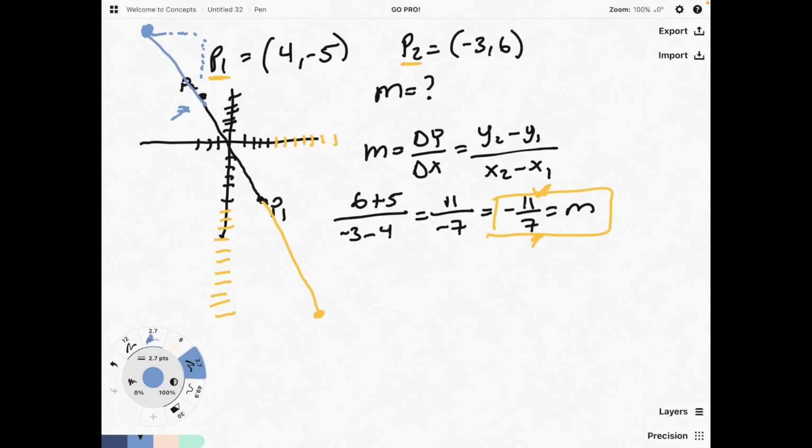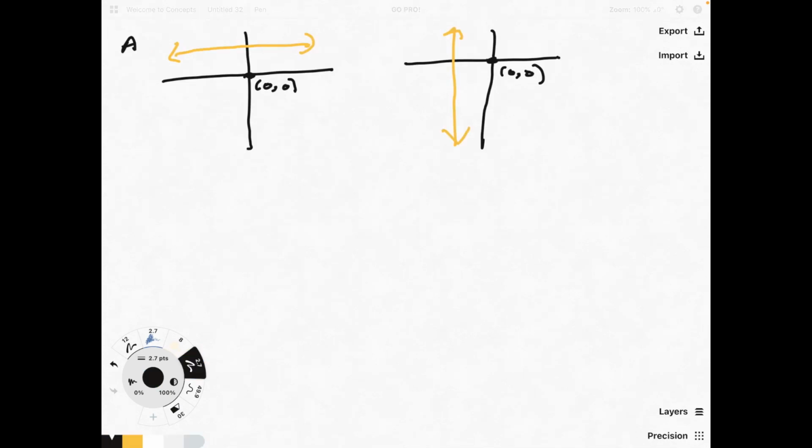Okay, now that we understand what the slope of the line is, let's look at a few special cases dealing with horizontal and vertical lines. In the graph located here at A, we have a horizontal line, which is horizontal to the x-axis, and in graph B, we have a vertical line, which is vertical to the y-axis.